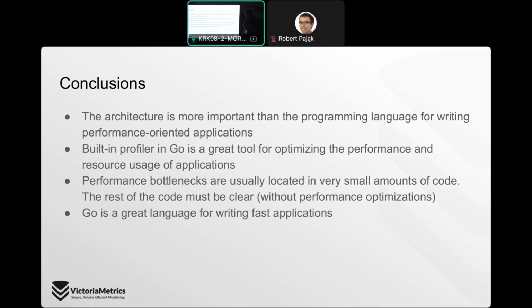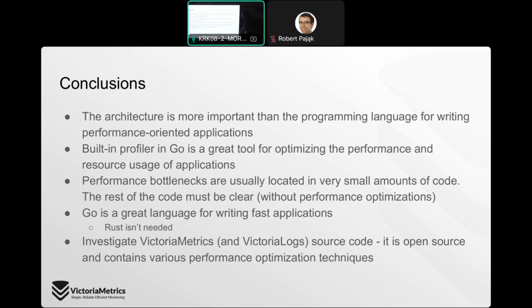And Go is a very good language for writing very fast applications, and you do not need Rust. That's it. And if you are interested in performance optimizations, I recommend you investigate the source code of VictoriaMetrics and VictoriaLogs and other projects which are used by VictoriaMetrics and VictoriaLogs, because they contain many different performance optimization techniques.